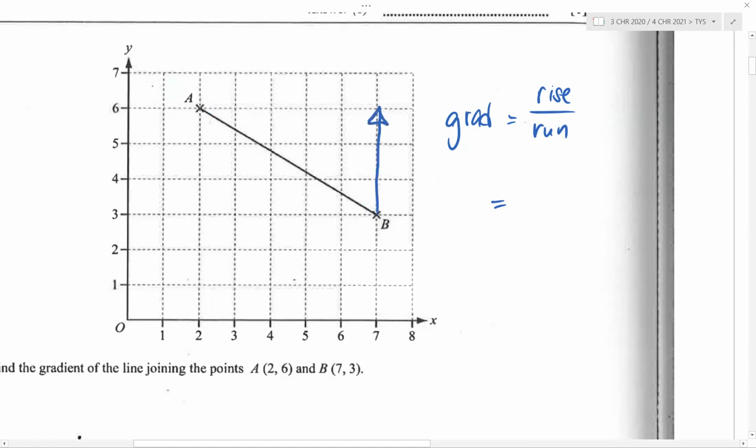So how many units would that be? Okay, now listen up. Trick question. Over here, you can count easily 3 units up, isn't it? But I need you to check the vertical axis. Is it really 3 units? In this case, it is.